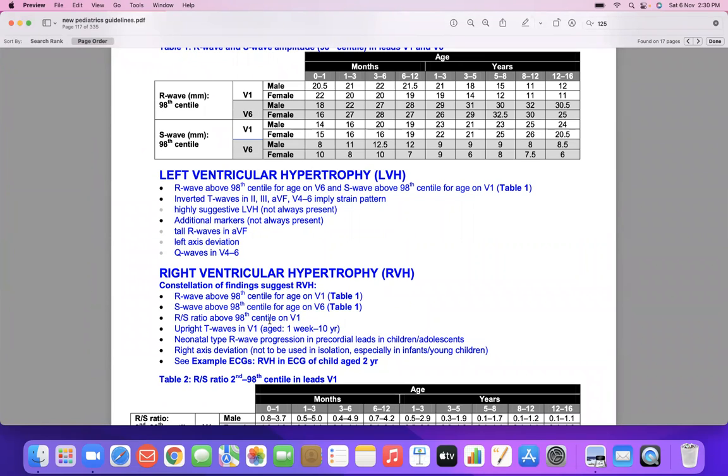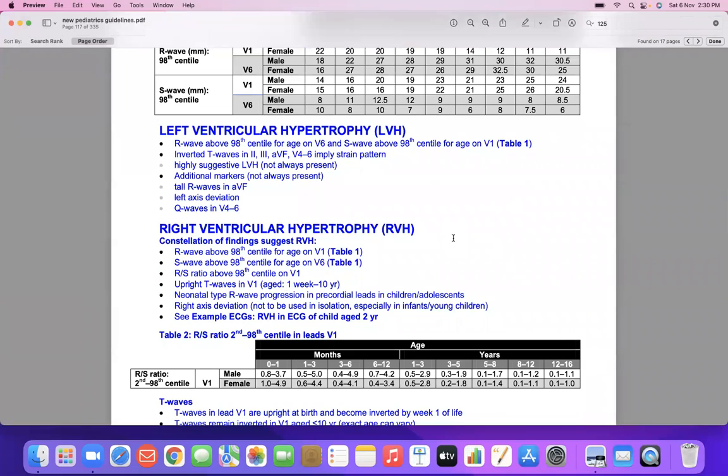See, for right ventricular hypertrophy, R for R. The R wave will be tallest in V1. Generally you can say it will be above the 98th centile for that age and sex. This is the general statement you can give: R wave above the 98th centile in V1 for that age and sex. But for the left ventricle, the R wave will be tallest above the 98th centile in V6. You have to say tall R wave and deep S waves.